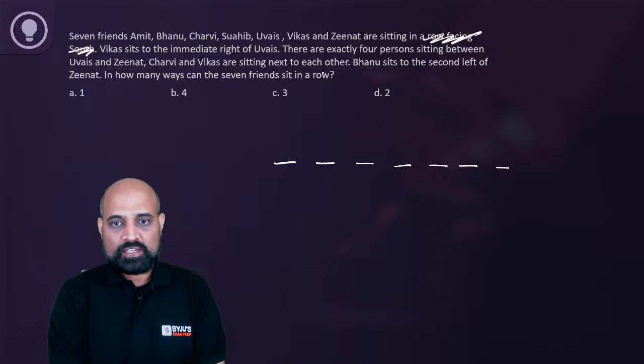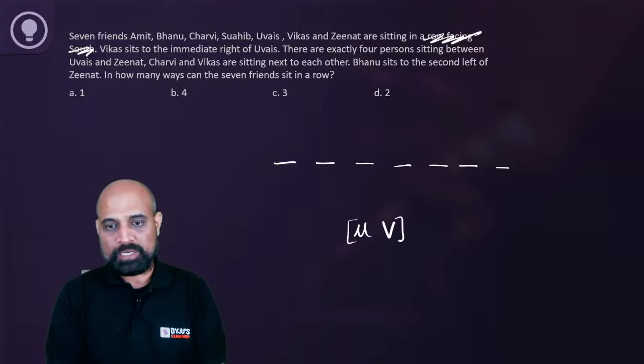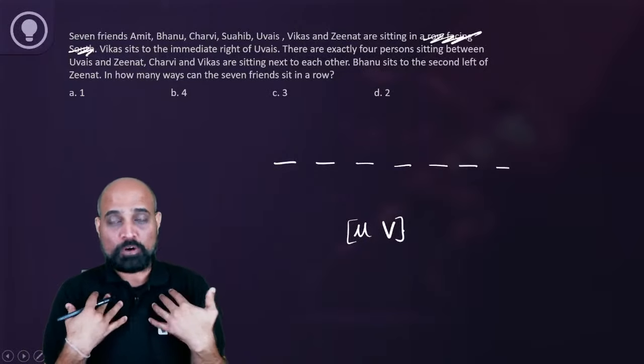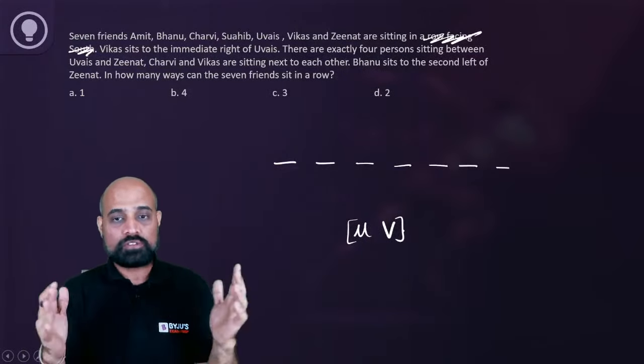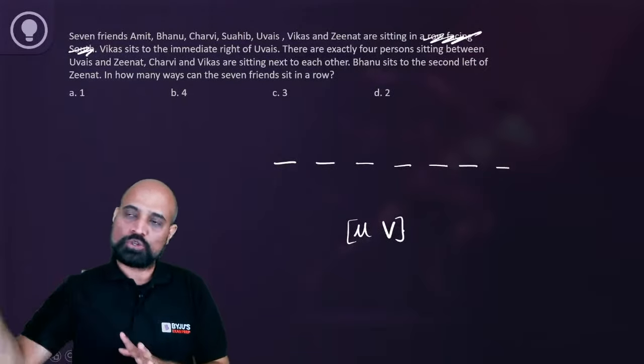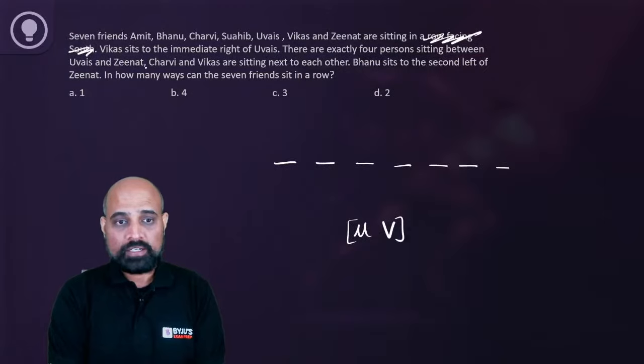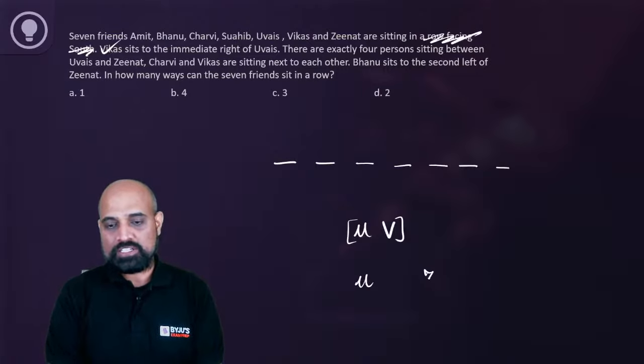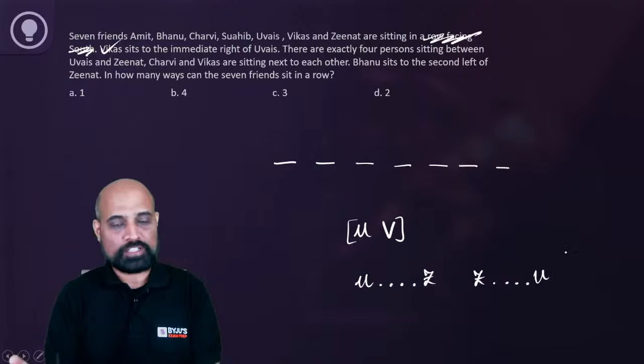So let's see. Vikas sits to the immediate right of Uves. So Uves sits here, Vikas next to him. I'm going to put them in a bracket, so that from my understanding, whatever coding language I use, when I put a bracket, it means they are right next to each other. If I don't put a bracket, it means there can be a gap. Okay? So we're done with this. There are exactly 4 people sitting between Uves and Jinath. So we have Uves and Jinath at either end, with exactly 4 people between them, or we can have Jinath, 4 people, and then Uves.